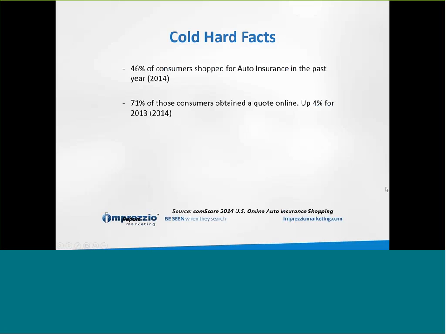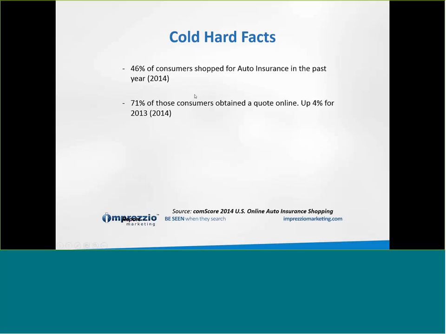I wanted to start out with some facts about the insurance industry. This comes from the 2014 ComScore survey on the auto insurance industry. ComScore, for those of you that don't know, is a very large, very successful internet analytics company, and they do many studies, one of which they do every year is on insurance. Now, 46% of consumers shopped for auto insurance in the past year. Sure, we all know that, but 71% of those consumers obtained a quote online. And in 2014, that was up 4% from last year. That was a big jump.